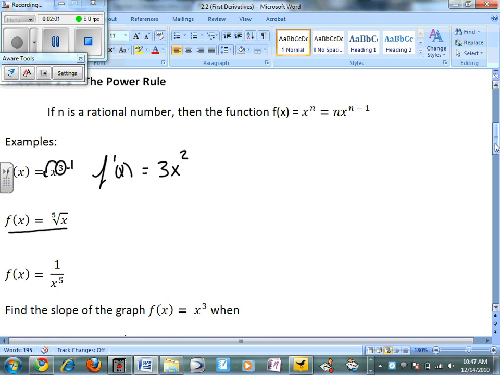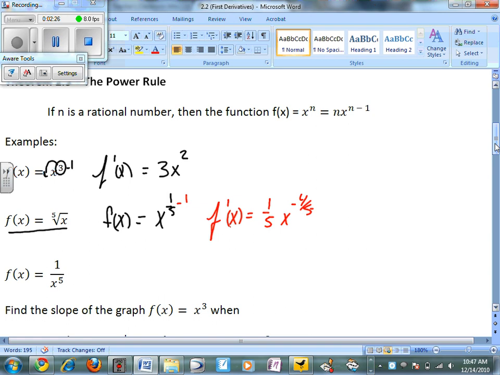This function right here can be rewritten so it looks a lot easier for us. It can be rewritten as x to the 1/5, which means it's the 5th root of x. So again, we can just bring down the exponent to find the derivative, and we subtract 1 from it. So we have x to the negative 4/5.